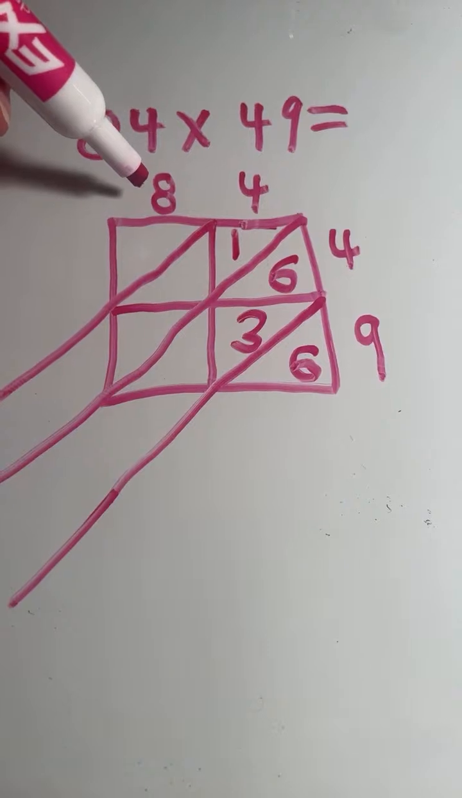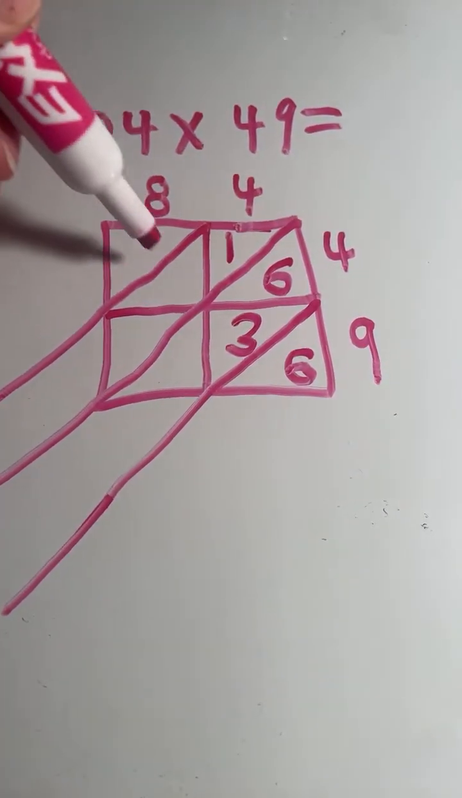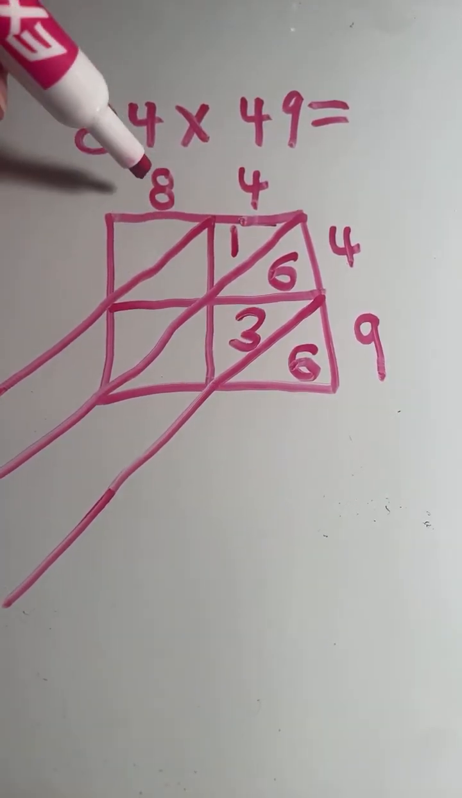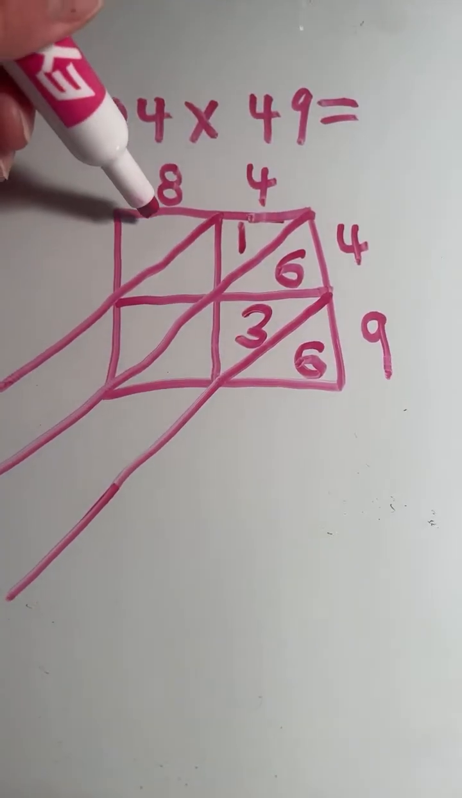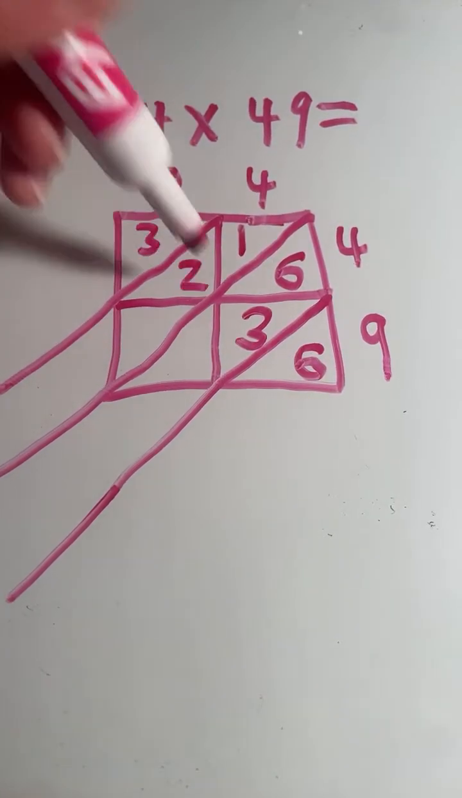Next, we're going to multiply 8 times 4, and the answer to 8 times 4 is going to go in this square. 8 times 4 equals 32. 3 in the top triangle, 2 in the bottom triangle.